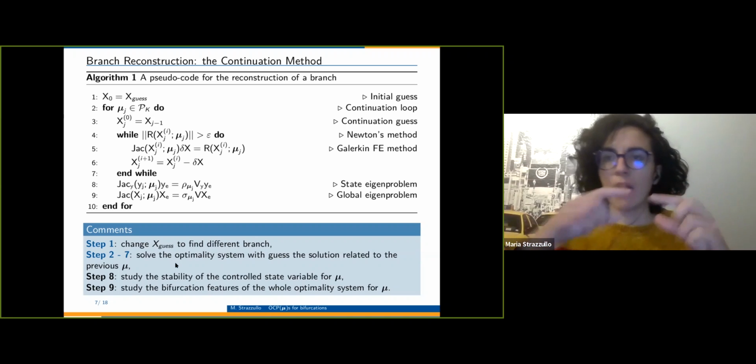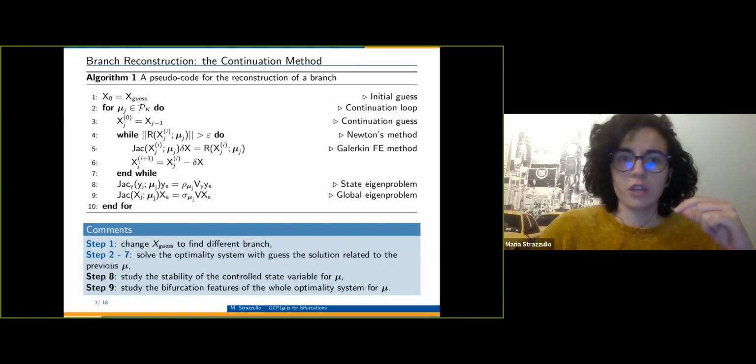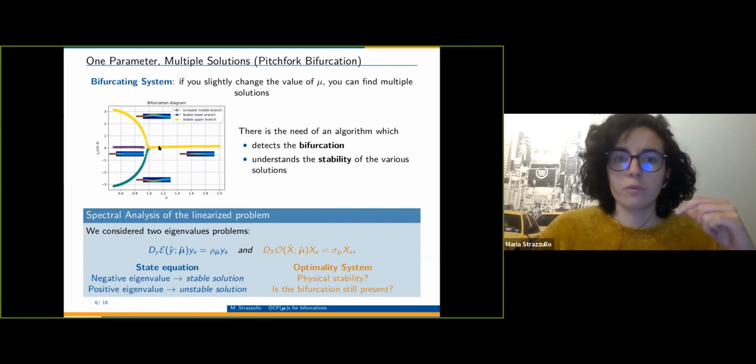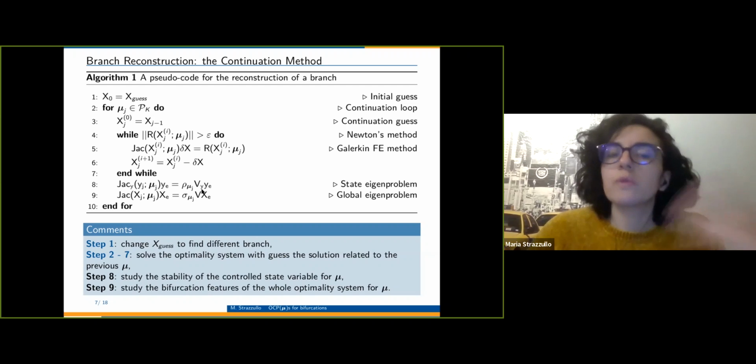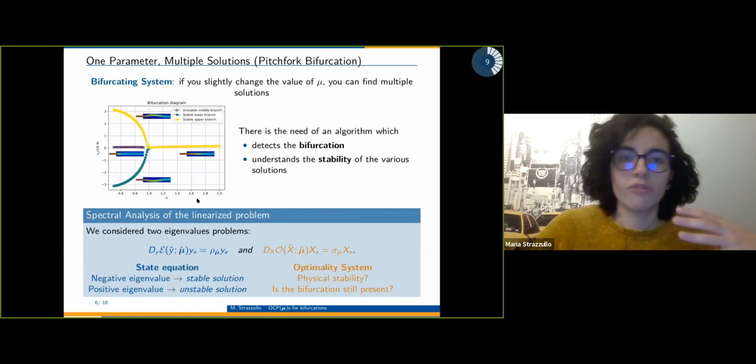So you're somehow helping the solution to follow the branch, as you can see here. Great. And once you solved this, for each parameter, you study the eigenvalues. In this way, you are basically able to follow a branch, okay, and to study the stability.